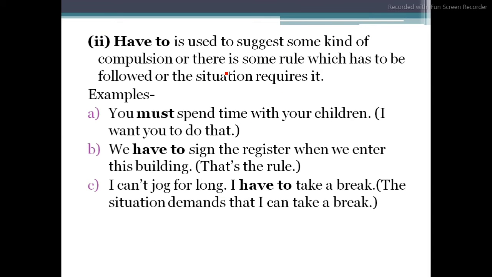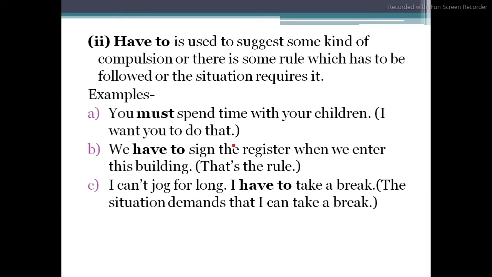Have to is used to suggest some kind of compulsion, or there is some rule which has to be followed, or the situation requires it. Example: you must spend time with your children. I want you to do that. We have to sign this register when we enter the building. That's the rule. I can't jog for long, I have to take a break. The situation demands that I take a break.